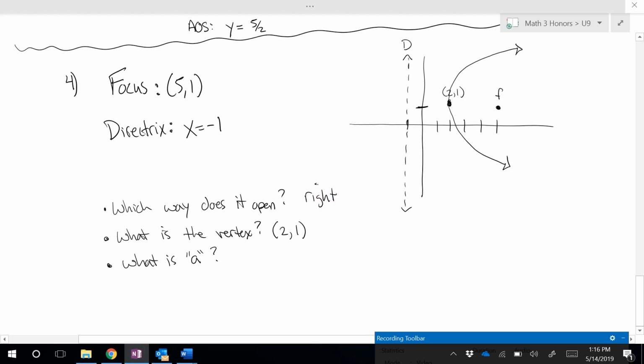And then the next thing we need to figure out is, what is A? Now we know that 1 over 4A is equal to the distance from the vertex to the focus. And we can count that. What's our distance from the vertex to the focus? 3. Okay? And so from this, we can solve for A. So multiply both sides by 4A, and I get 1 is equal to 12A. And then divide by 12, and you get A is 1/12.